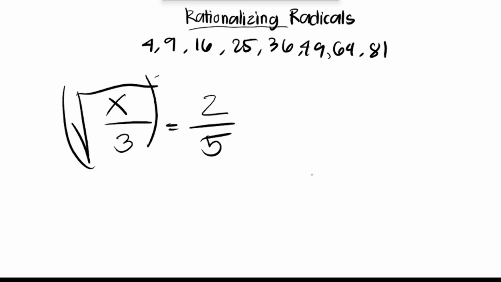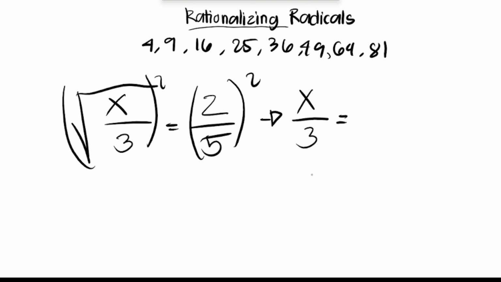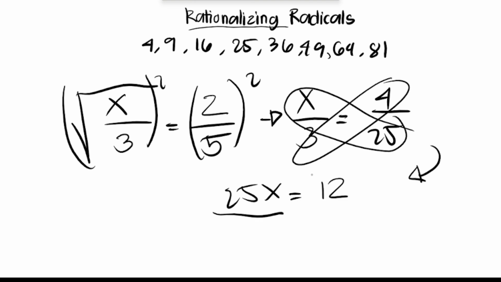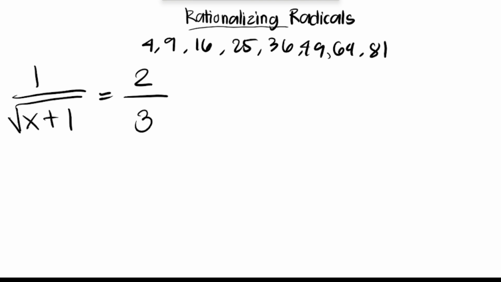So square both sides. We have x over 3 equals 4 over 25. Cross multiply, we have 25x equals 12. Now isolate x, and then we have this. So in this expression, all we have to do is cross multiply. So that's 3 and 2 square root of x plus 1.